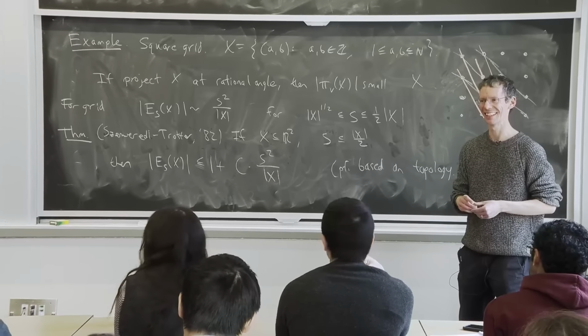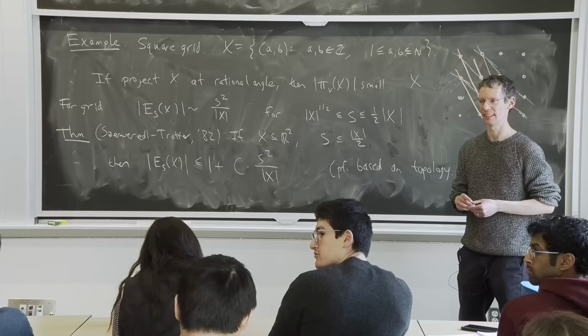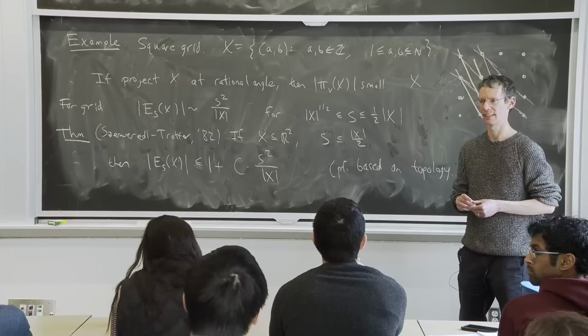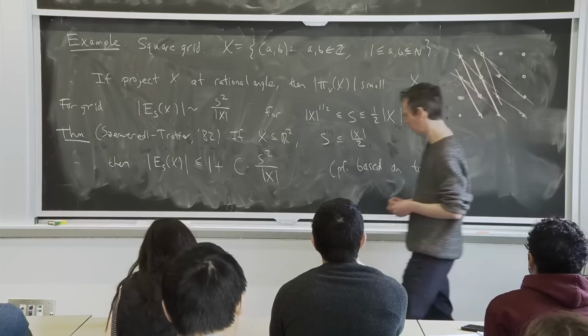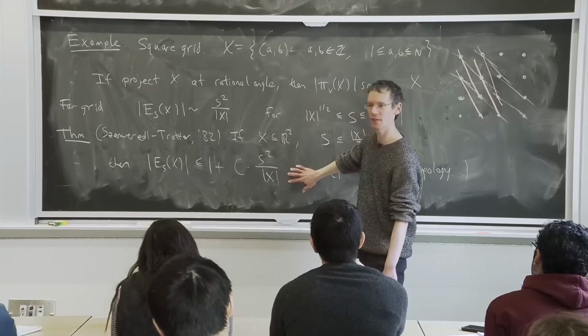So for the theorem that the grid maximizes E_s of x, is the grid the only example that's tight for this theorem, or is there a big class of other examples that also reach that bound? OK, cool. So the question is, is the grid the only example, or are there lots of other examples?